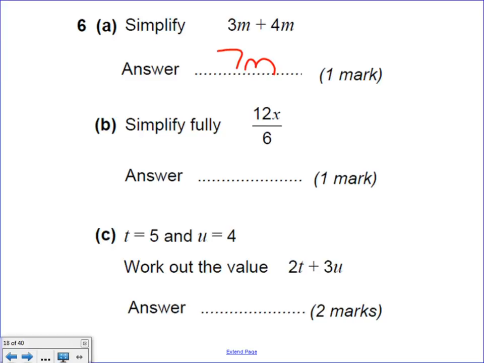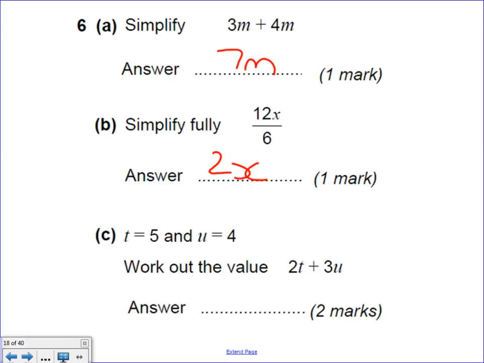Simplify 12x over 6. What do we get over this side? I'm very quiet over here. I haven't heard a word from you, Robert, Ali. 2x. Good. Brilliant. Nice one. Dylan, thank you. 2x. Everyone get that? Yeah? And then finally, 2t plus 3u.